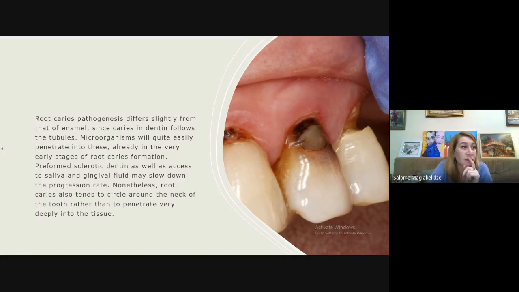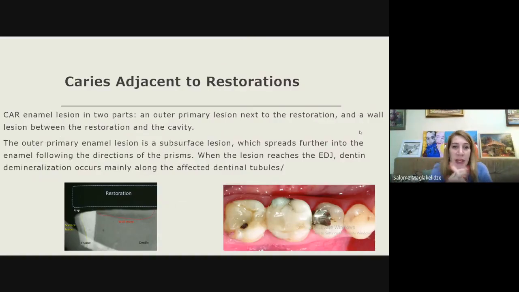Like here on this picture, you can see it goes like this. And it's not a good situation because the neck of the tooth is the most vulnerable place. And sometimes we have fractures right here and here where we have the decays and tissue loss. Okay, so now we will talk about caries adjacent to the restoration, which I already mentioned.